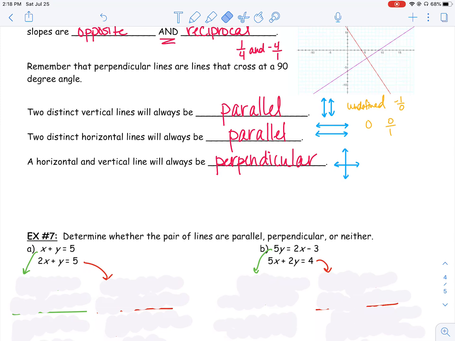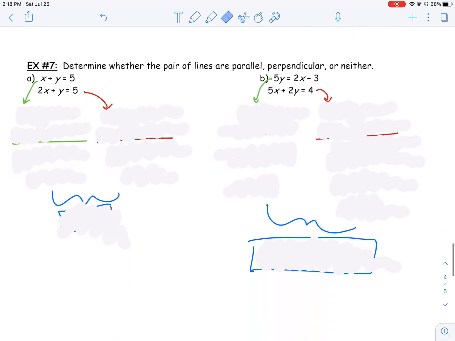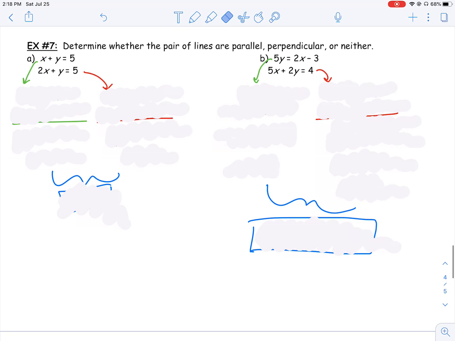So let's use those two ideas, parallel lines having the same slope and perpendicular lines having opposite and reciprocal slopes, to figure out if two lines are going to be parallel, perpendicular, or neither. Neither meaning that they cross, they just don't cross perpendicularly. So if I give you these two examples, example number 7, A and B, and ask you if these two lines are parallel, perpendicular, or neither, you could try to graph them and then look at their graphs.